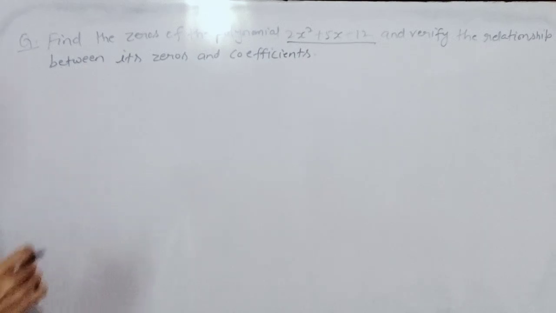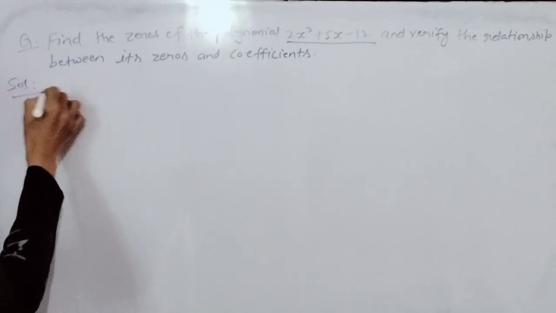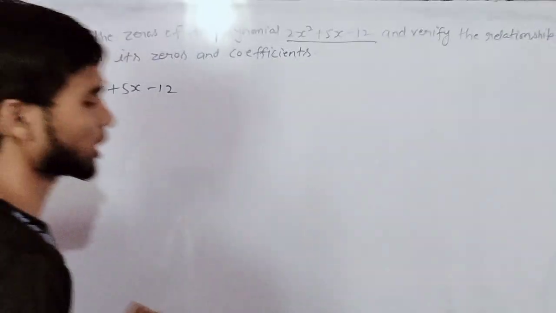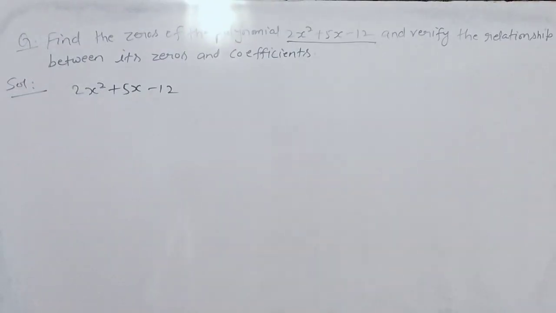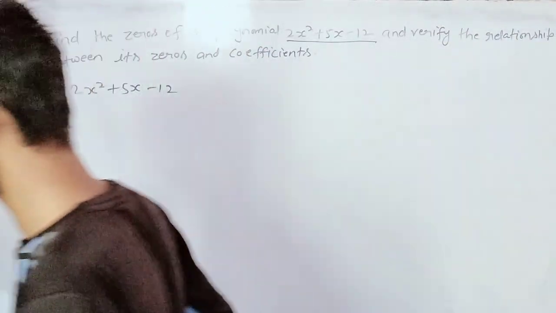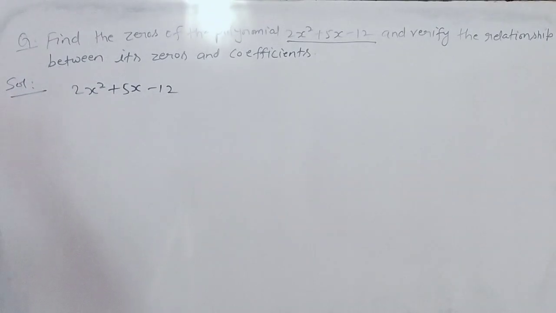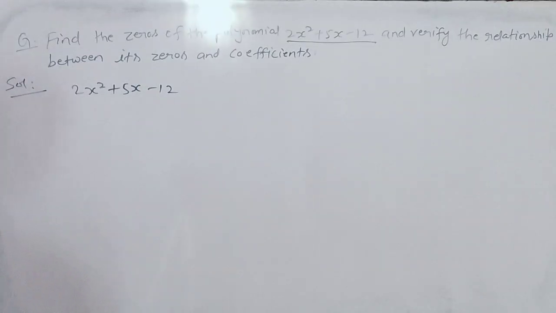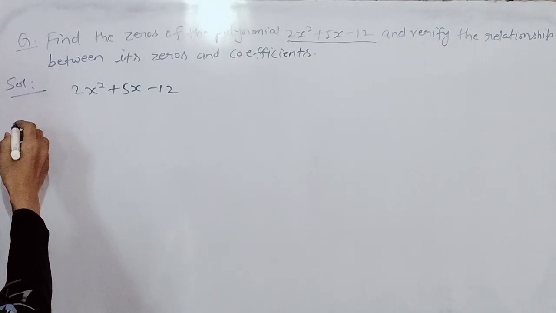First, let's find the zeros of the polynomial. We are solving 2x square plus 5x minus 12. This is a quadratic equation in which a is 2, b is 5, and c is minus 12. By using the splitting method, we can find the zeros of this quadratic equation.